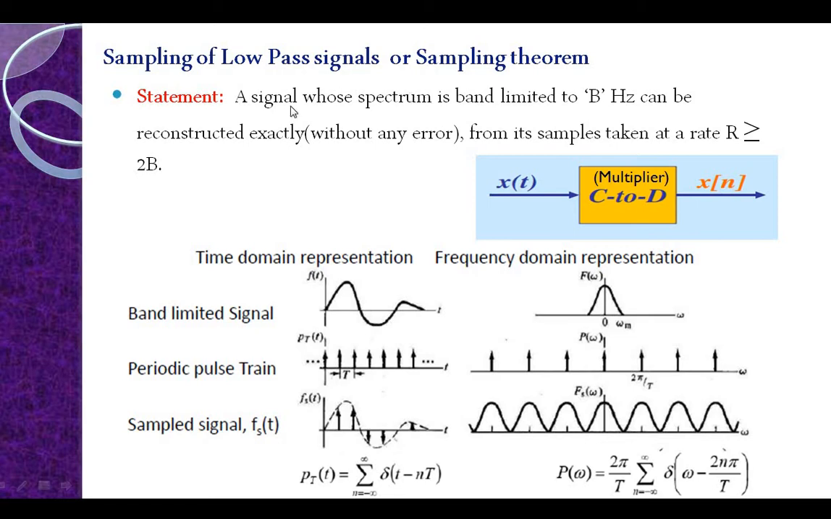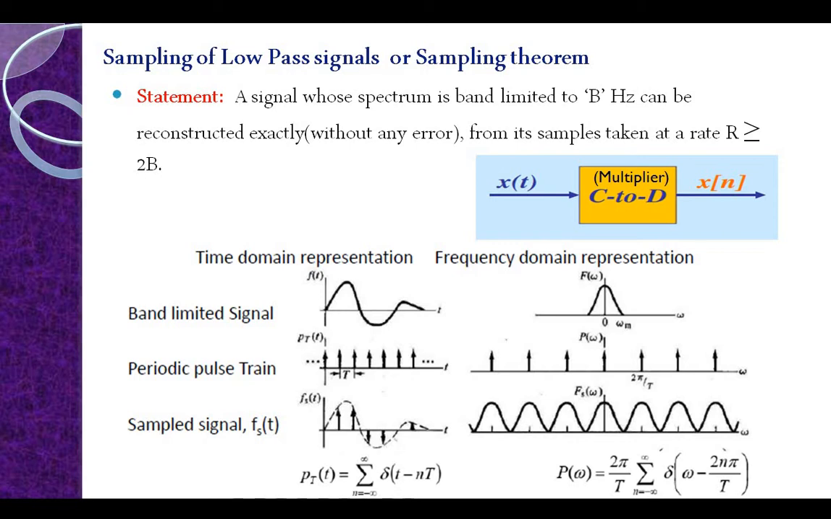Okay, we have given a signal whose spectrum is b hertz, so we will get exactly the same input signal at the output side, but the condition is that the sampling rate should be greater than 2 times your spectrum band. So at that particular condition you will be getting your original message signal without any errors.